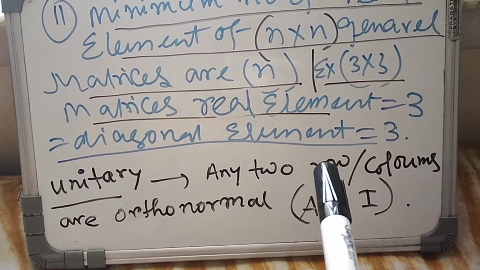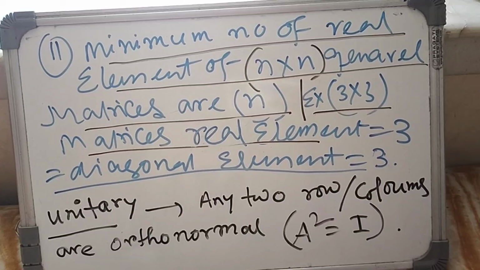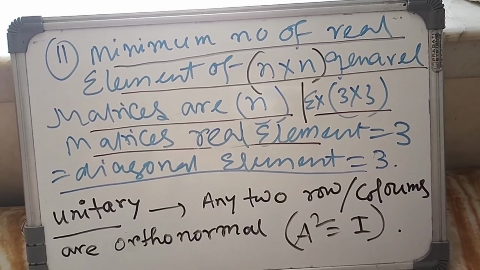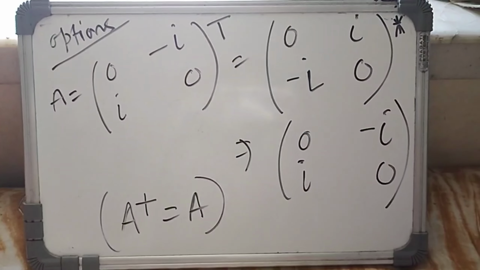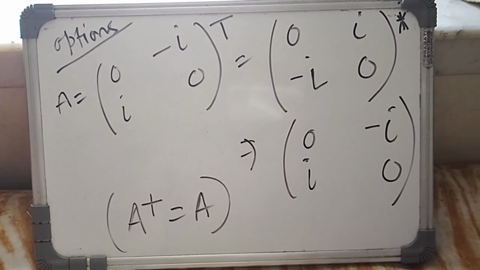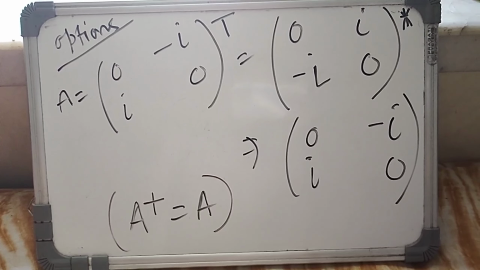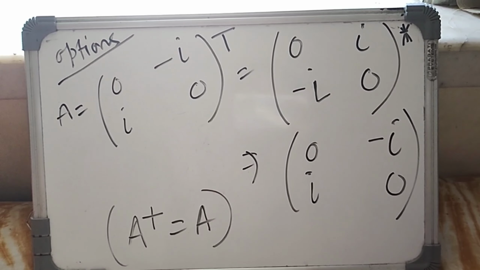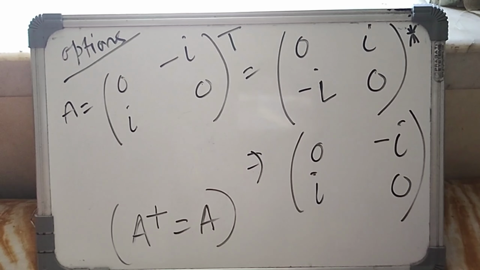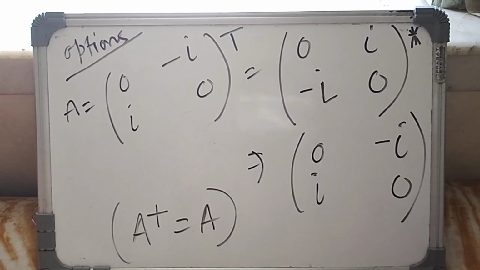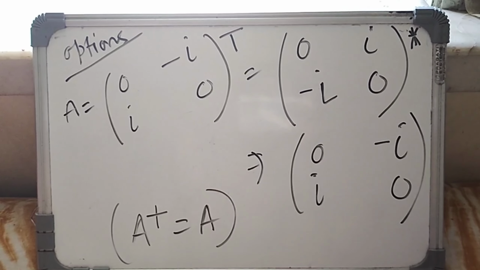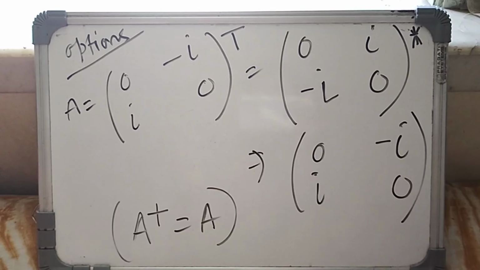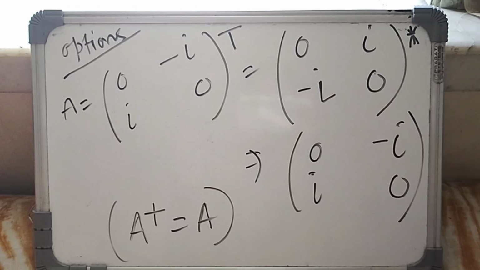In the case of a unitary matrix, any two rows and columns are orthonormal, meaning A dagger A equals the identity matrix. So in option A, the matrix is 0, -i, i, 0. We take the transpose of that matrix, which is 0, i, -i, 0. Then we take the complex conjugate, 0, -i, i, 0. So it comes back to the original matrix. So A dagger equals A, so this is a Hermitian matrix.